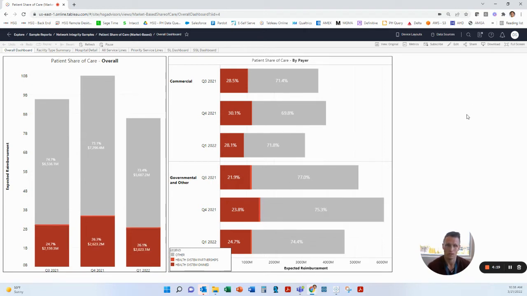Then being able to understand what that looks like by individual payer classification, so commercial or governmental, fee-for-service, Medicare. What does our percentage look like, where we can see the relative value coming from a revenue standpoint from each of those separate payer classifications, and what our capture looks like, where we see we're about 22% for governmental, as high as almost 28.5% to 30% for commercial patients.